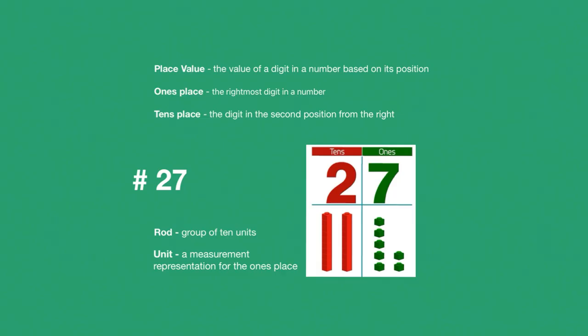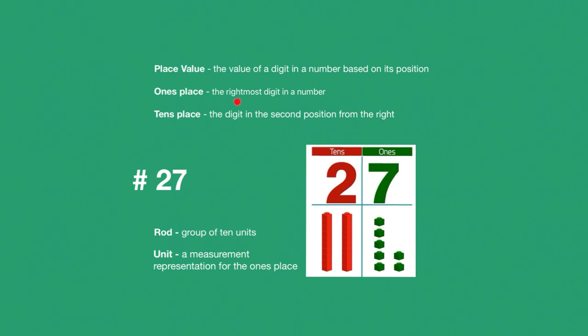In order to master representation of numbers up to 120 objects with written numerals, we must first learn some math vocabulary. Our first vocabulary word is place value. This is the value of a digit in a number based on its position. The ones place. This is a place value.